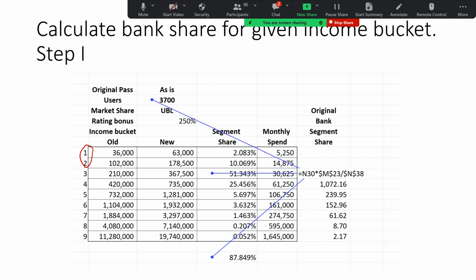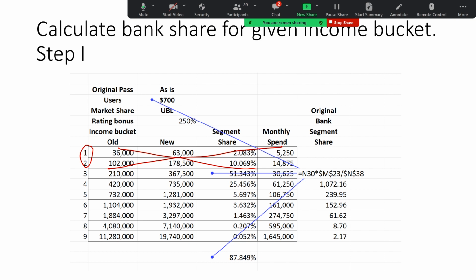So these two categories, these two segments in the first two income buckets, will get crossed out, so you will not use them. इनको आप इस्तेमाल नहीं करेंगे. अब बच क्या गया आपके पास? अब आपके पास बाकी 7 categories हो गई, 3 4 5 6 7 8 and 9.